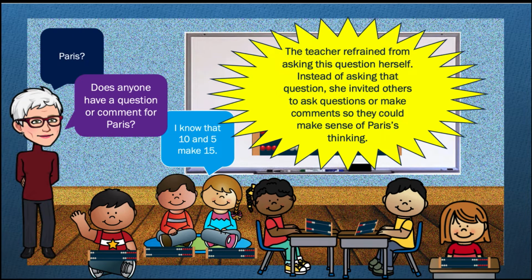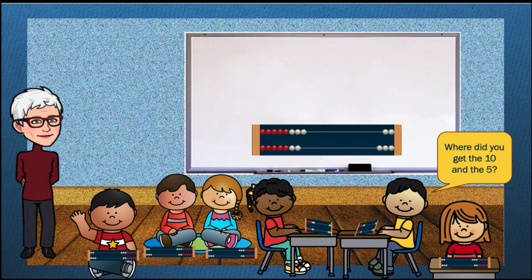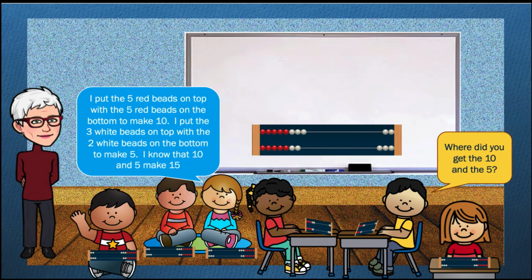Roberto asked exactly that question. "Where did you get the 10 and the 5?" And Paris answered it by explaining, "I put the 5 red beads on the top with the 5 red beads on the bottom to make 10. I put the 3 white beads on top with the 2 white beads on the bottom to make 5." And she reiterated, "I know that 10 and 5 make 15."